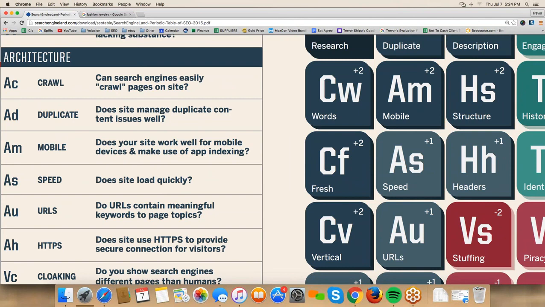Duplicate, does the site manage duplicate content issues well? Mobile, does your site work well for mobile devices and make use of app indexing? So is your site a dynamic site? Is it a mobile site? Most of you who are doing Volusion sites are. If you're using WordPress, you need to make sure you're using a template that's mobile friendly. If it's not, that's going to impact your rankings for sure.